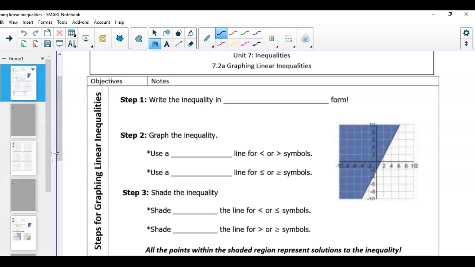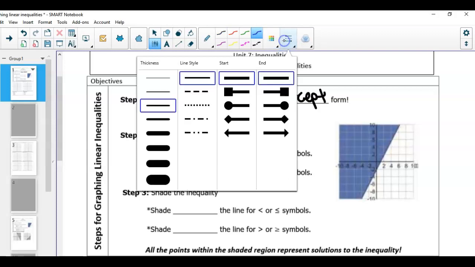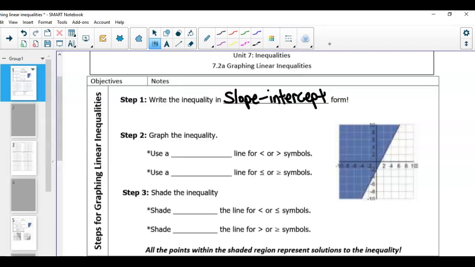So the first thing we need to do, if it's not already, is write the inequality in slope-intercept form. So that means if it's in standard form, we need to convert it first. If it's in slope-intercept form already, meaning it won't be the equals because it's inequality, but it'll still have that same format: y, the inequality, the slope, the x, then your y-intercept. Then we're going to graph it, and you're going to graph it just like normal. Start at your y-intercept, find your slope point, count your slope points.